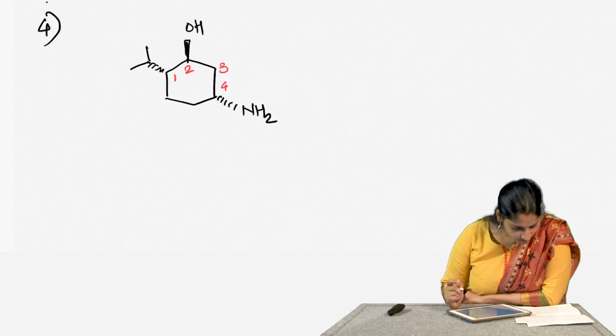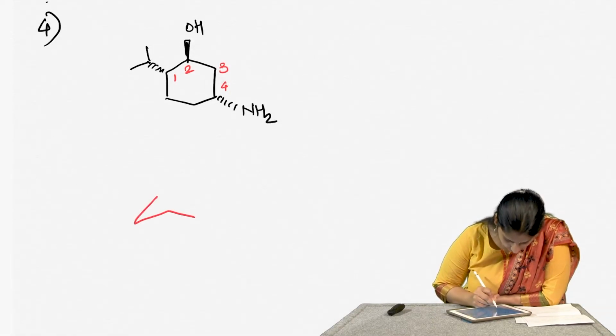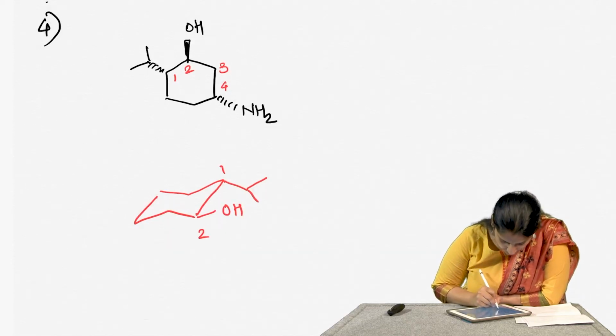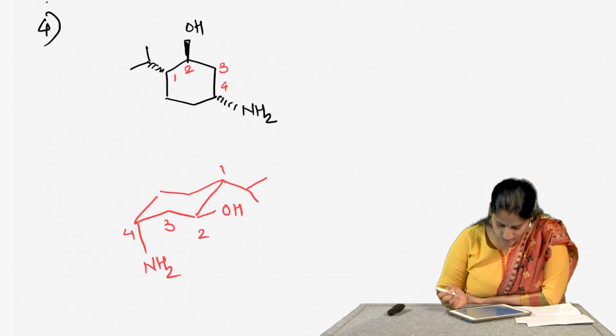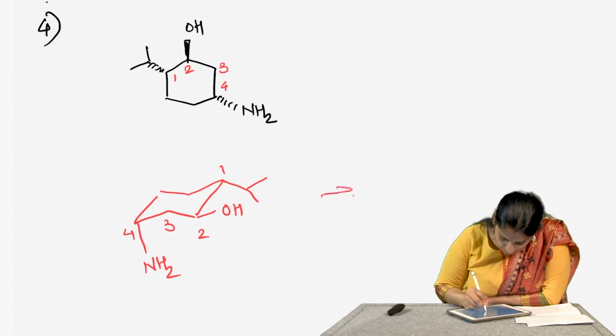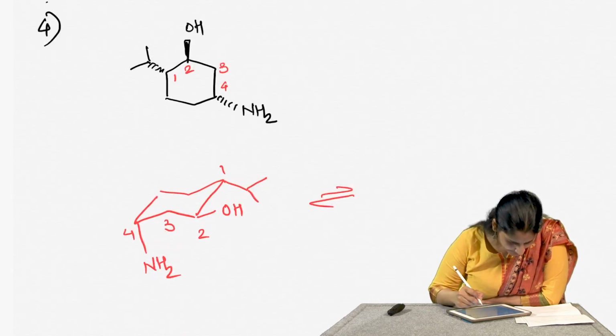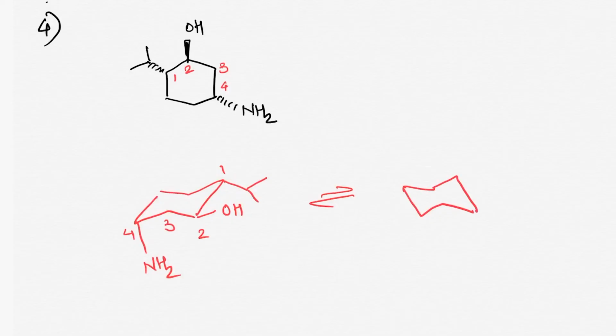If I draw the chair for this one, then I have an isopropyl group going down on carbon number 1, OH is going up on carbon number 2, and on carbon number 4 NH2 is going down. So, NH2 is here. When this chair flips, right, what do we have? The flip will look like this. Okay. So, this is how the flip looks like.